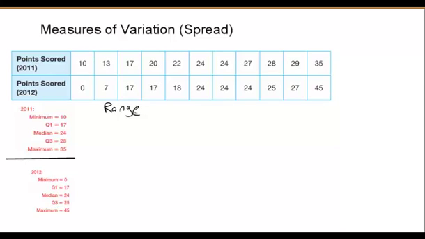And the range is probably the most recognized and probably the least powerful of the measures of variation. The range, all it is, you're going to take your maximum minus your minimum. Or in terms of quartiles, it's going to be quartile 4 minus quartile 0. So for 2011, let's go ahead and do that. 2011, our range is going to be 35 minus 10, which gives us 25.